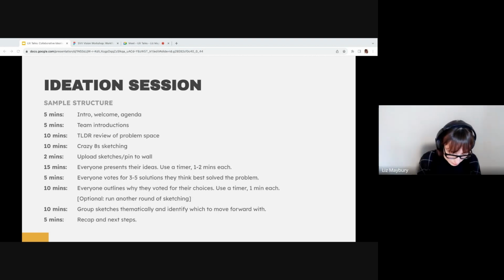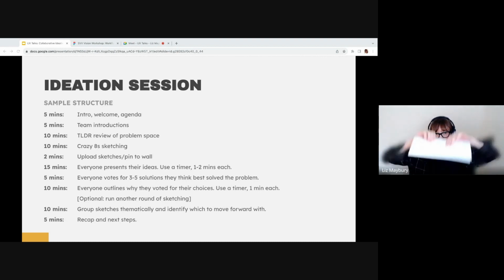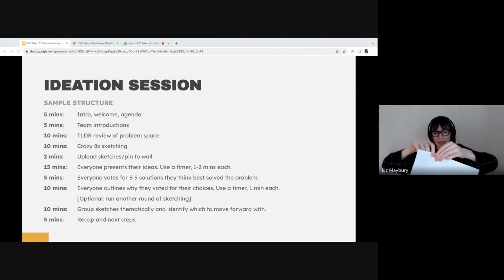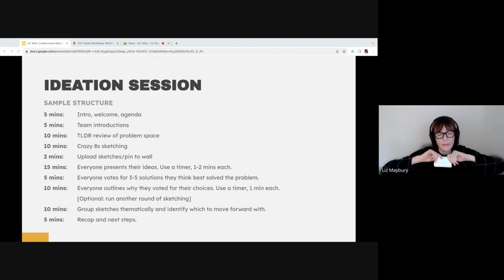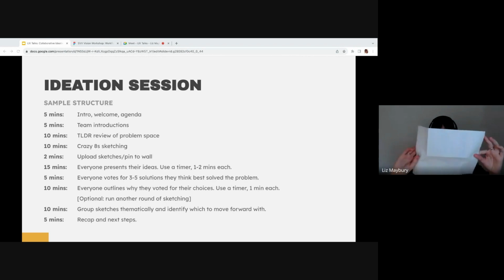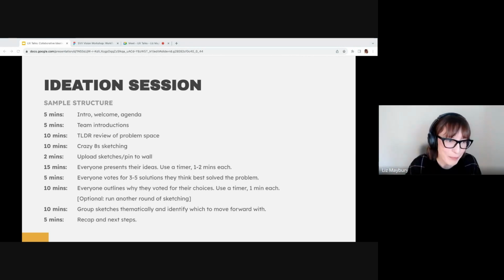Crazy Eights is a pretty common tool that you might have heard of. So typically you fold, I don't know how well you can see me, but you can fold your piece of paper into sections, and that will give you a little grid. Do it maybe more neatly than I am currently doing it, but you'll get a little grid of 4, or you could do 6 spaces for ideas. Everyone will do their own and sketch their ideas. Typically, in the balance of number of ideas to time, you want to make sure that the number of ideas is kind of a stretch goal.